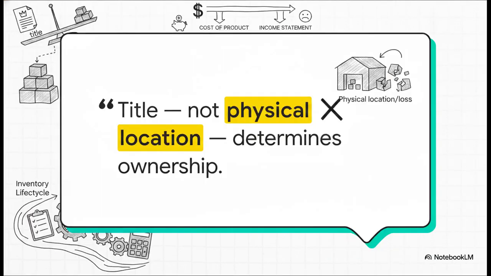So, the crucial point is this. When making adjustments, only expected, unavoidable loss belongs in the cost of your product. Everything else hits the income statement immediately as an expense. Furthermore, legal title, not physical location, always determines the ownership of goods. That's a really important rule to remember.